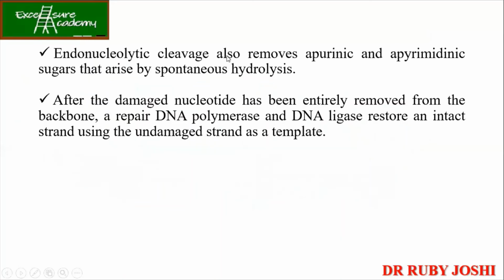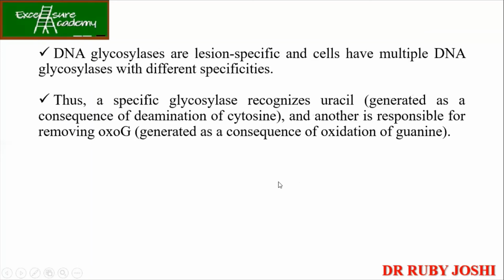Okay, so endonucleotidic cleavage also removes the apurinic and apyrimidinic sugar, which arises by spontaneous hydrolysis. See, this is also the answer now. If I had enzymes only specific for base excision repair, then in future, if an apurinic or apyrimidinic site arose because of spontaneous hydrolysis, I would need separate enzymes for it. Now I can use the same endonucleases, and they can remove these AP sites. After the damaged nucleotide has been removed, polymerase and ligase will come and restore the template.